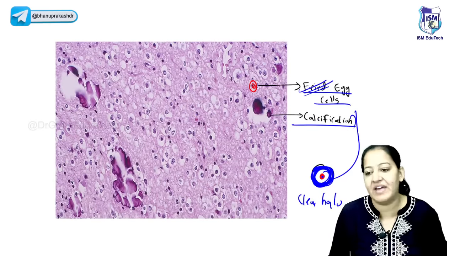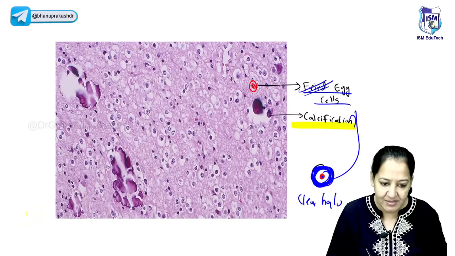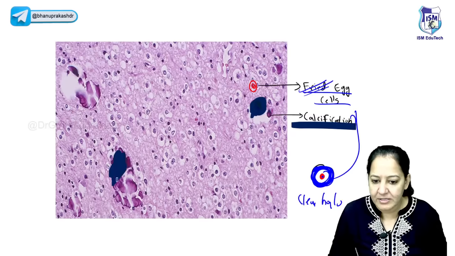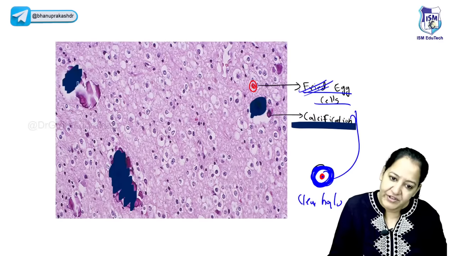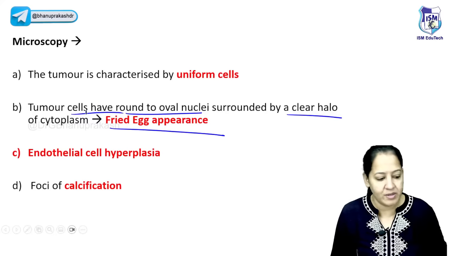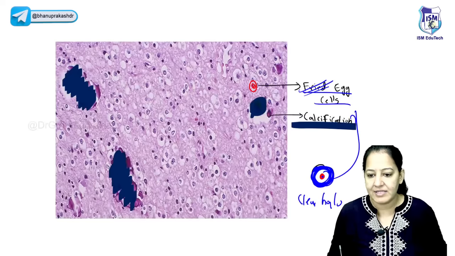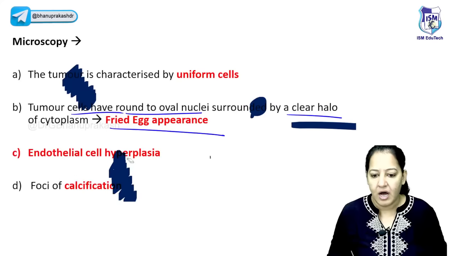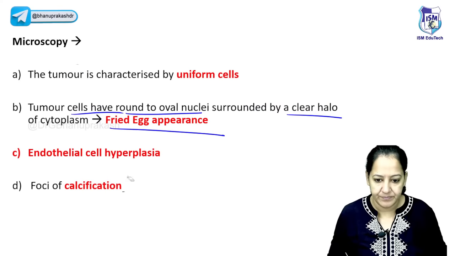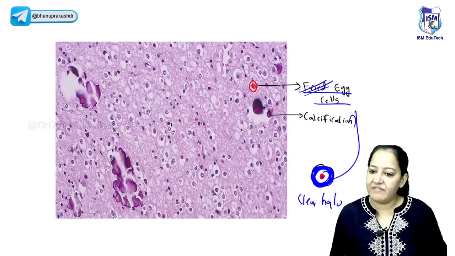And calcifications are very common. Can you see the calcifications in this diagram? Where are the calcifications? I can see one here, one here. This is all bluish calcification. Calcification in pathology is a basophilic mass. You got it? So calcifications are very common here. Just a second. Let me erase it and go ahead. So calcifications are very common here.